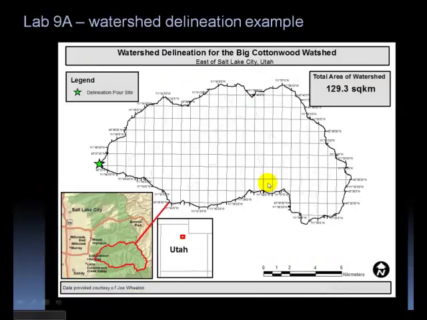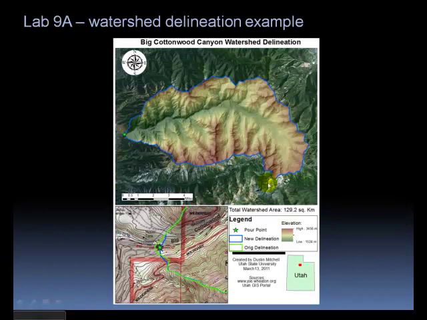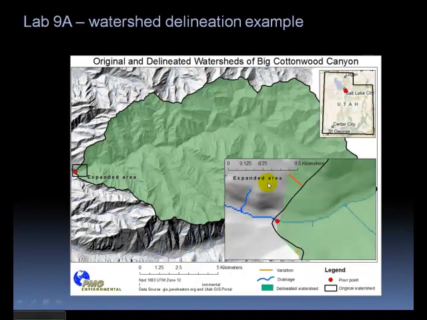Okay, these are just some example maps that students have turned in, just for you to take a look at and be inspired by. This is a nice one because they show the difference between the Big Cottonwood Canyon shapefile that you already have and the slight difference in delineation that the student got.